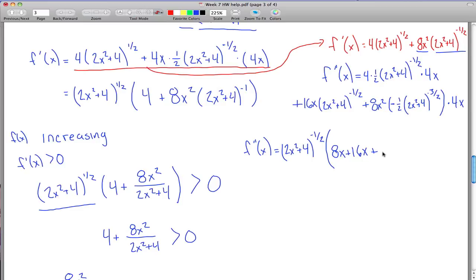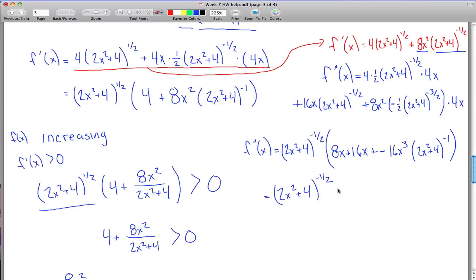So we got a negative 16x³ times (2x² + 4)^(-1). Negative 1 because we took out negative 1/2 from negative 3/2. So what we're left with is negative 2/2, which is just negative 1. So this is really ugly in here, but I can rewrite it. Maybe you see where we're going here.